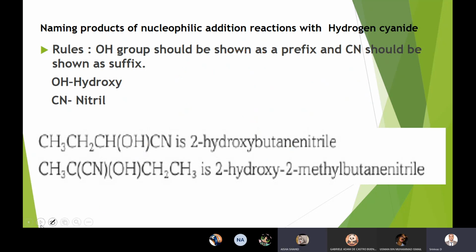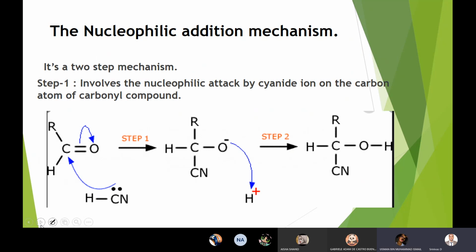So now let's move on with the mechanism. Okay, the nucleophilic addition mechanism, which has only 2 steps here. Such a simple mechanism. I've already explained it. Initially, what happens?